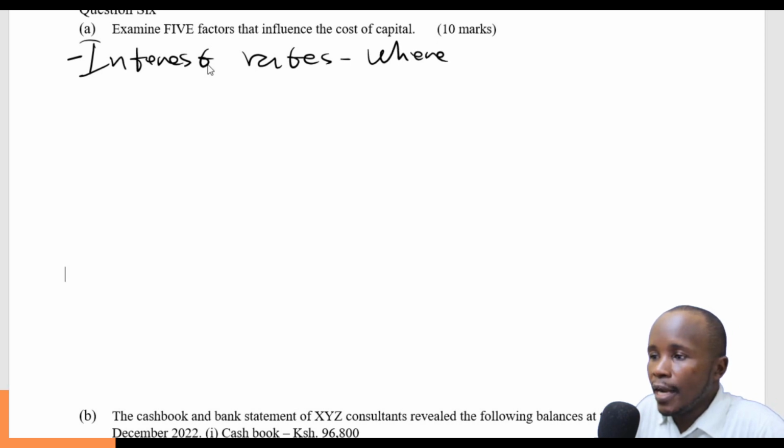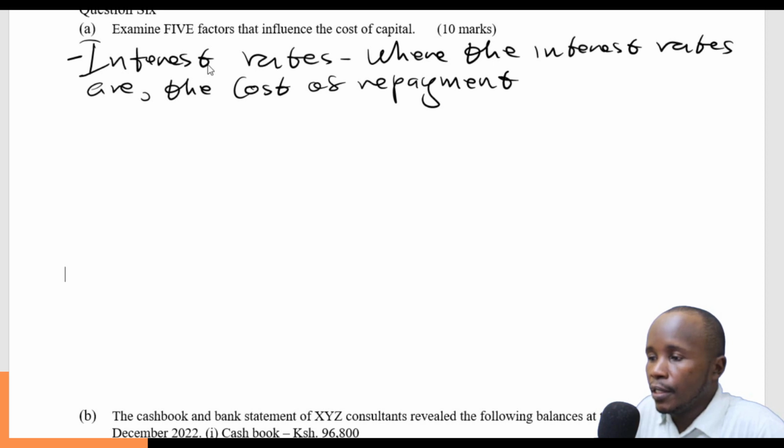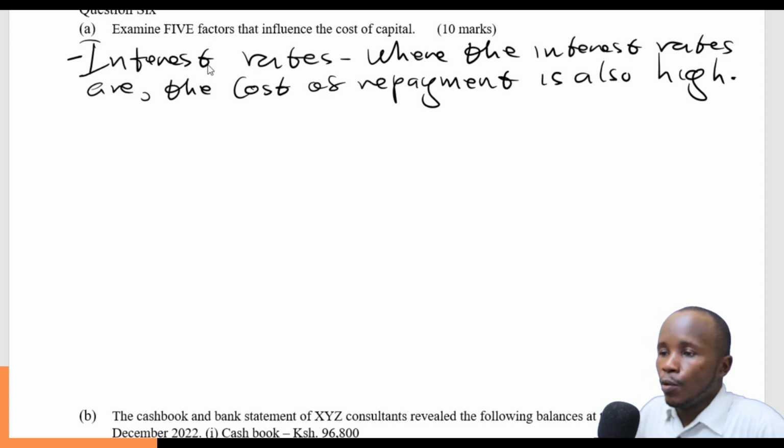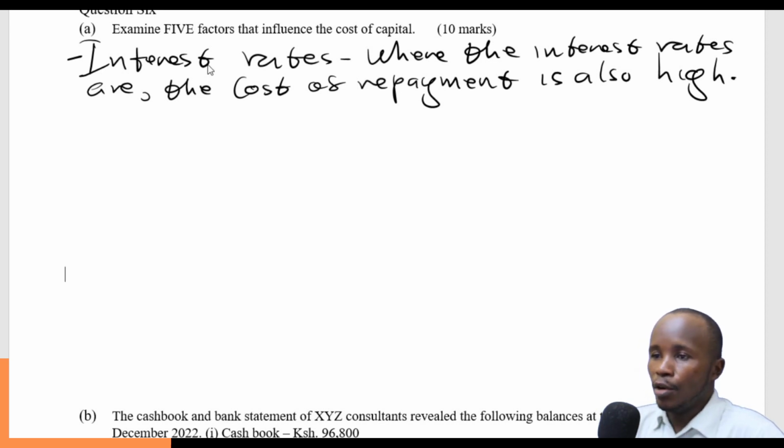Where the interest rates are high, the cost of repayment is also high. That means where you borrow funds at higher interest rates, it means the expected rate of return for that loan is also very high. So in this case, we are saying that contributes to the cost of capital.